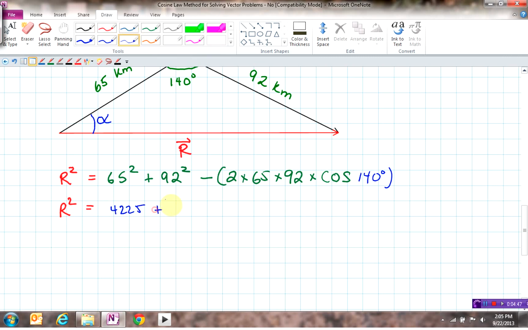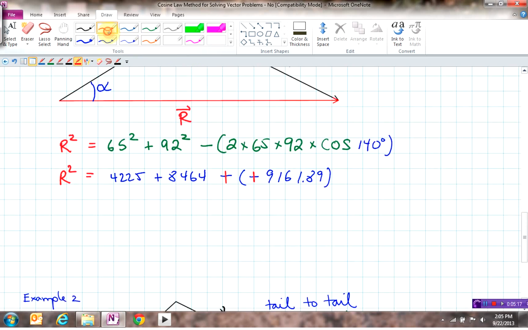4225 plus 8464 minus, now cosine 140 is in the negative range, so you're actually going to get a second negative sign in here, 9161.89. Now, 2 negatives gives you a positive number, so you've got to be aware of that. So I'm just going to change this from 2 minuses to 2 pluses.